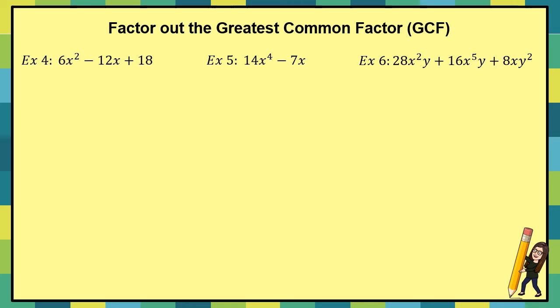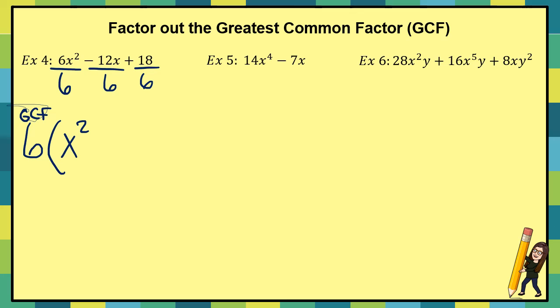So let's add a few examples to your notes. You'll want to pause, jot these down, and if you really want to try them on your own first, and then press play, you can see how you did. So let's look at this example 4. I'm just basing it on the previous examples from this lesson. What can I divide out of 6, 12, and 18? A 6. Now the 18 doesn't have an x, so that's all I can divide out. That is my GCF. 6 divided by 6 is 1, and I have an x squared. Negative 12 divided by 6 is negative 2. And 18 divided by 6 is 3.